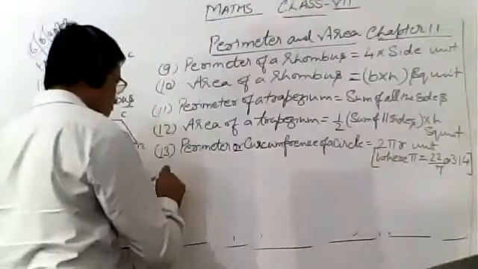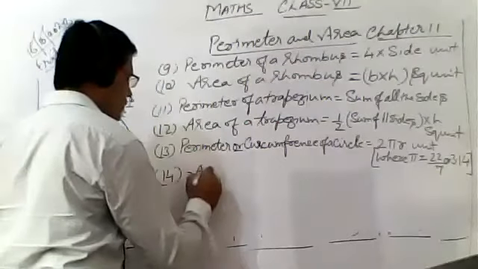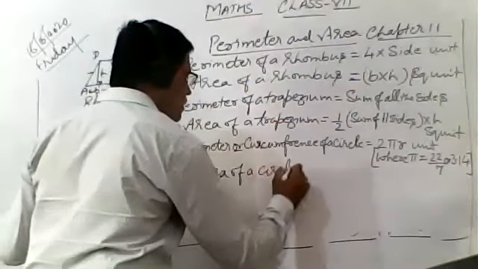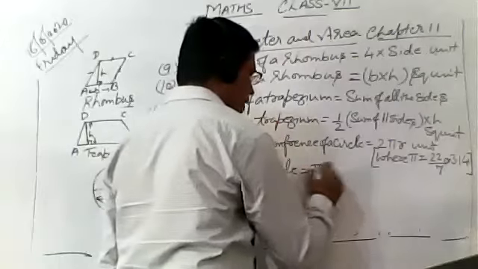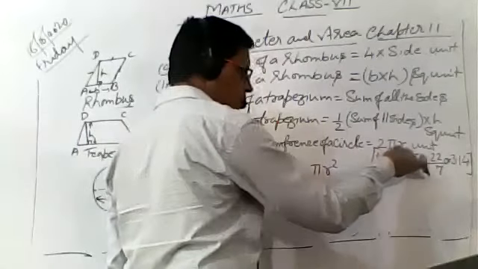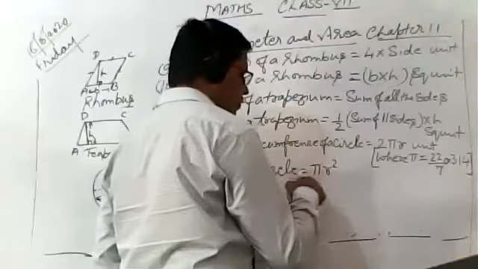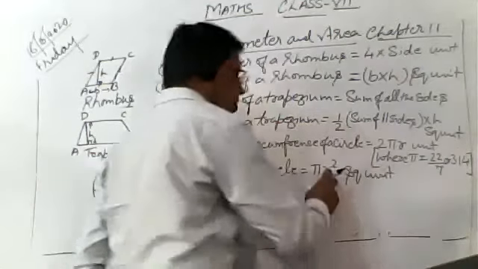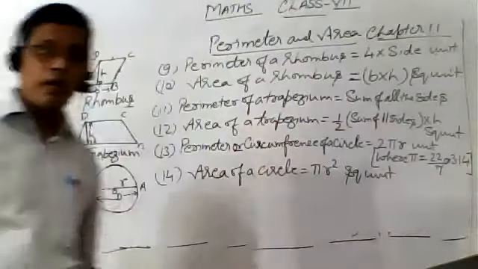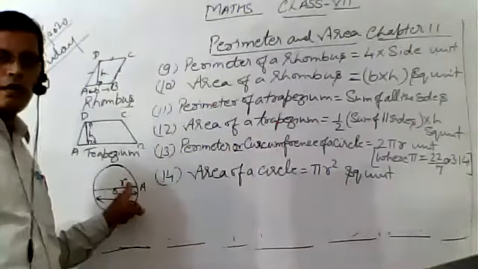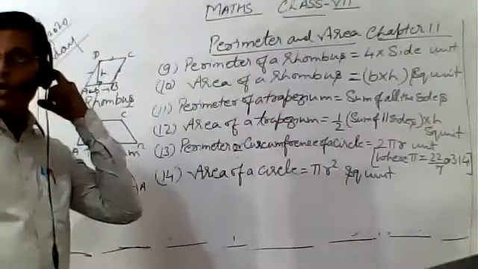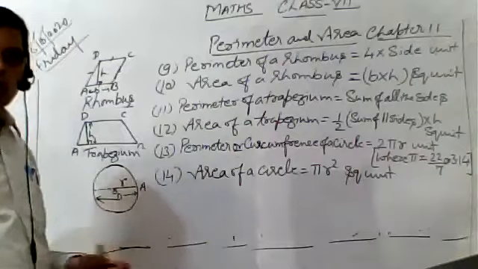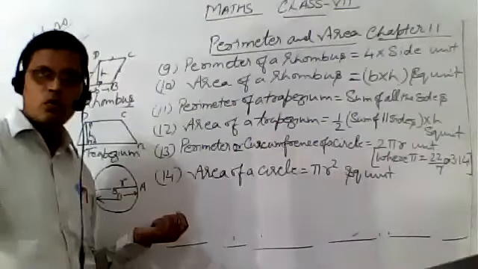And now next formula, area of a circle is equal to pi r square. We already know the value of pi is 22 by 7, and the unit is always square unit. r is the radius of the circle, d is for diameter. Diameter is always twice the radius. That means diameter is equal to twice of the radius.